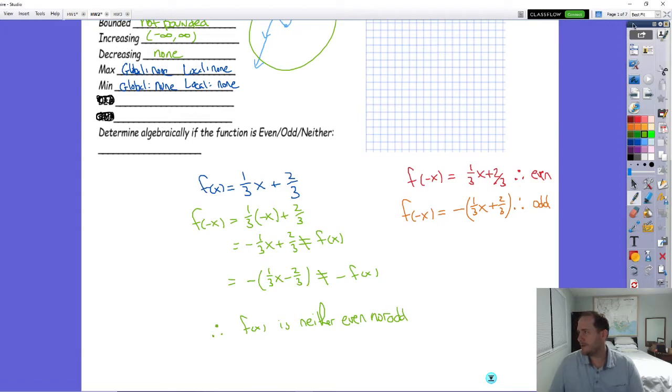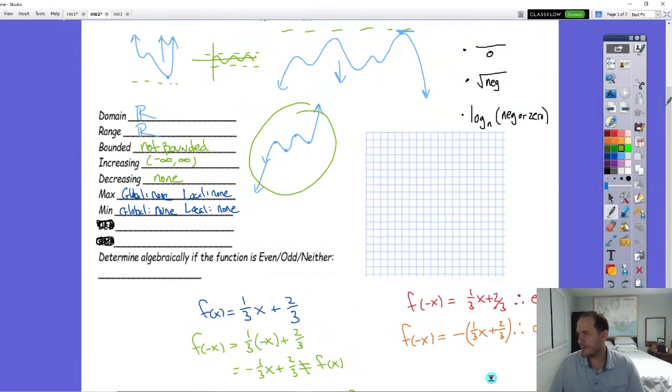We should probably make a quick sketch now too, just because. So for a very quick sketch, plot the y-intercept and use the slope. Those are terrible, sorry. But our y-intercept is down here at negative 2/3. And then our slope is 1/3, so we rise 1, run 3. Rise 1. Run 3. So it's just a line.